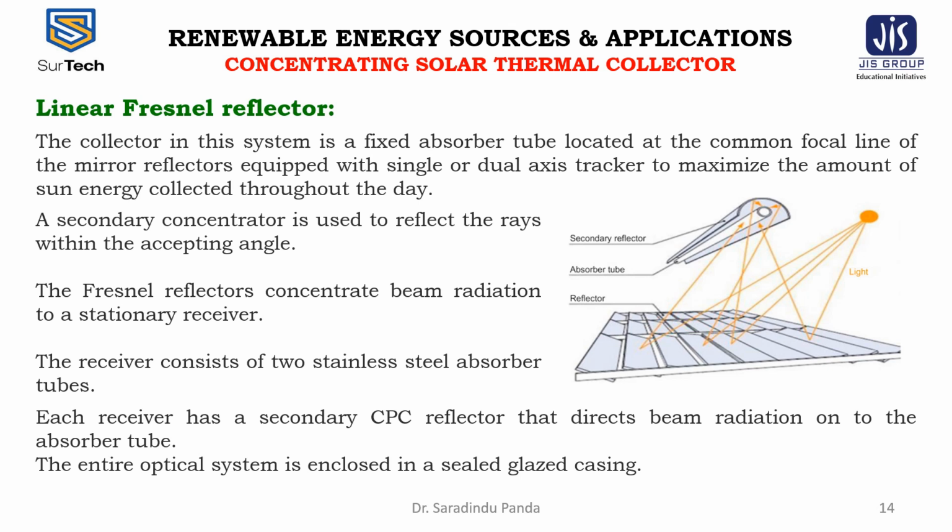A secondary concentrator is used to reflect the rays within the accepting angle. The Fresnel reflectors concentrate beam radiation to a stationary receiver. The receiver consists of two stainless steel absorber tubes. Each receiver has a secondary CPC reflector that directs beam radiation onto the absorber tube. The entire optical system is enclosed in a sealed glazed casing.